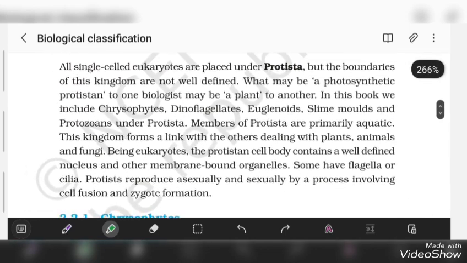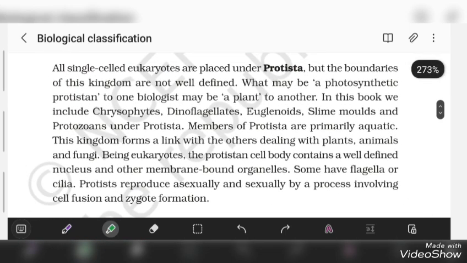Kingdom Protista. All single-celled eukaryotes are placed under Protista, but the boundaries of this kingdom are not well defined. What may be a photosynthetic protist to one biologist may be a plant to another. In this book, we include chrysophytes, dinoflagellates, euglenoids, slime moulds, and protozoans under Protista.